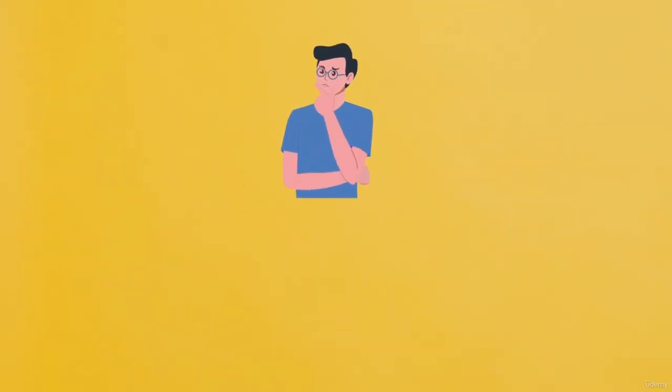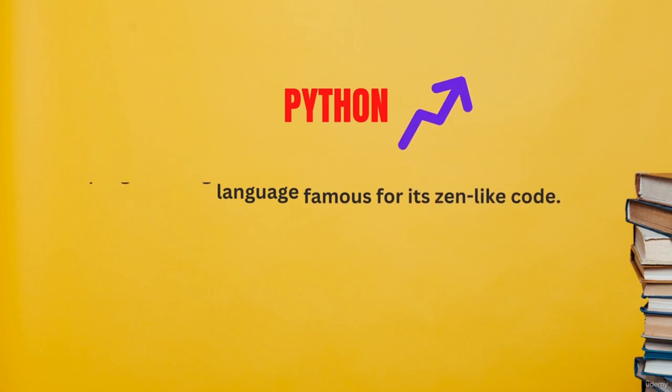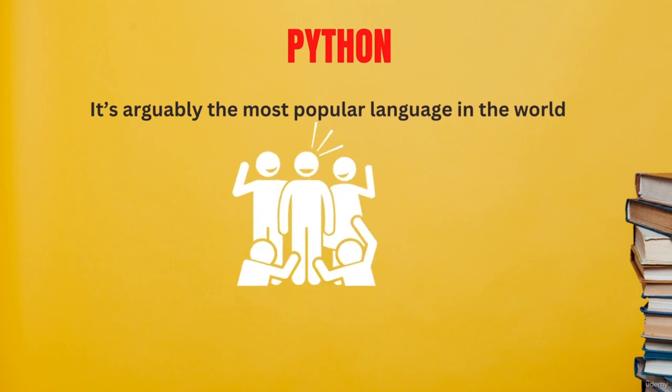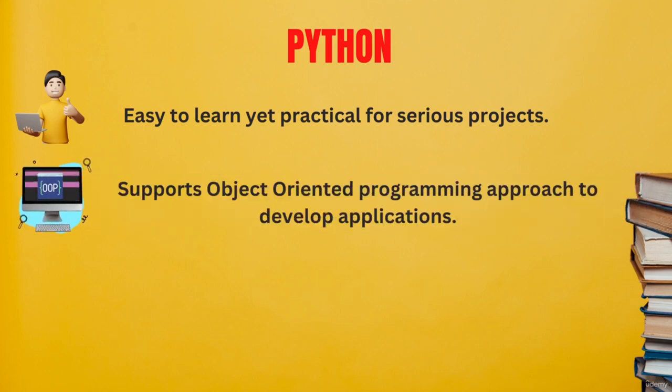What is Python? Python is a general purpose, dynamic, high level interpreted programming language famous for its Zen-like code. It's arguably the most popular language in the world because it's easy to learn yet practical for serious projects. It supports object-oriented programming approach to develop applications.